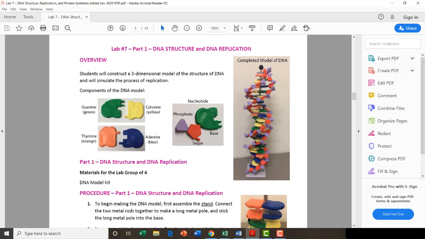You can also see when it's built in this 3D position, you can see that it has that nice double helix. Okay, you can see that DNA is double-stranded. There's 2 strands, and that winds nicely into the helix form.